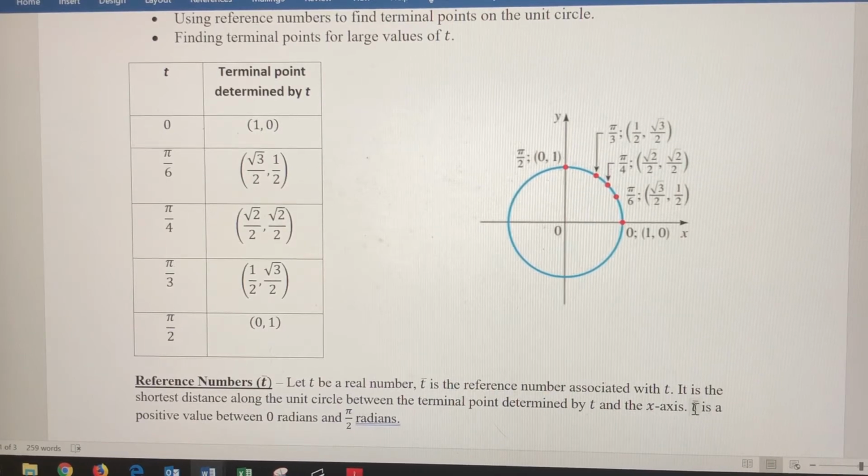Okay, T bar is always going to be a positive value between 0 radians and pi over 2 radians. Okay, in this section we're calling them reference numbers. Eventually we're going to use what we call reference angles, which will be very similar to this. Okay, so if you learn this really well, then dealing with reference angles should be pretty easy later on.